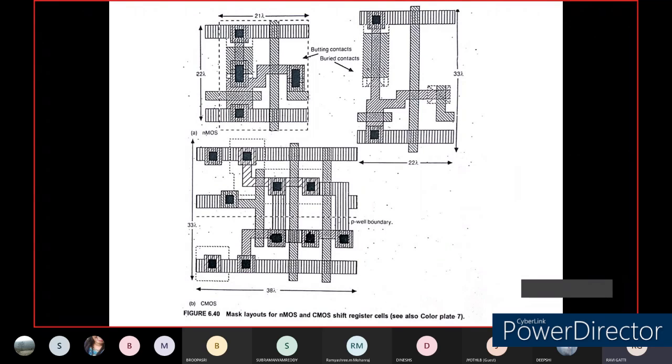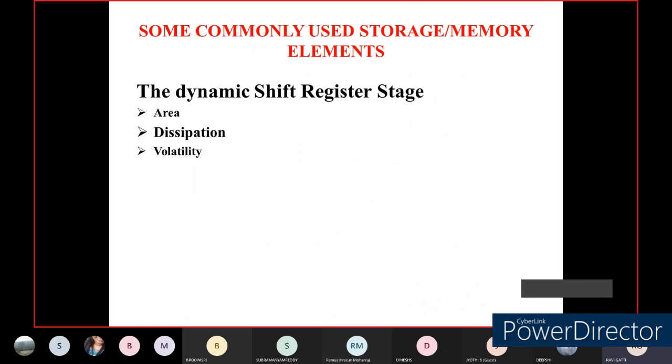So this is the mask layout of your NMOS and CMOS shift register content. Generally, what elements are we going to consider for the storage or memory implementation? We are going to consider the dynamic shift register element. Why do we call it a dynamic shift register? Because it will change depending upon the dynamic instance of the clock signals. Therefore it is called a dynamic shift register.